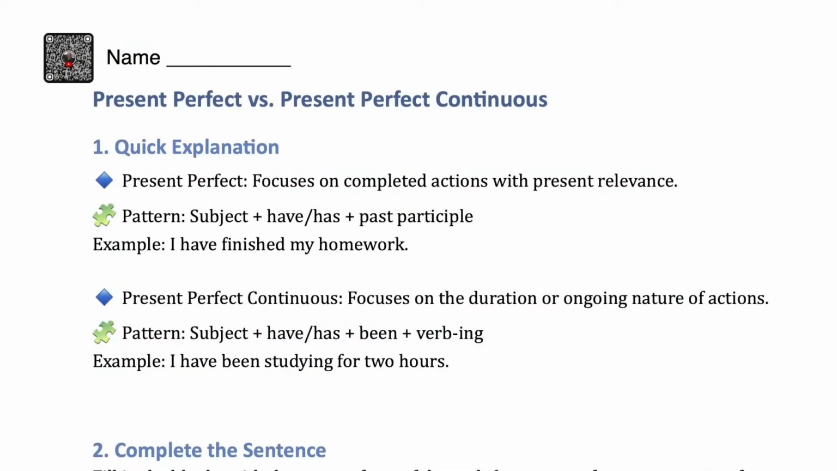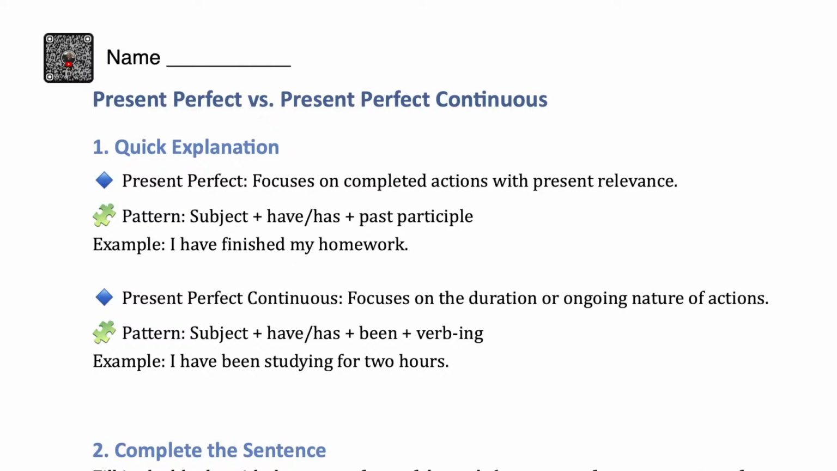So one more time, present perfect focuses on completed actions with present relevance, right? You are talking about it now. And the pattern is subject, have, has, plus past participle. Example, I have finished my homework. I have finished my homework, right? So it is completed, but there's no time mentioned, right? So it's indefinite time.